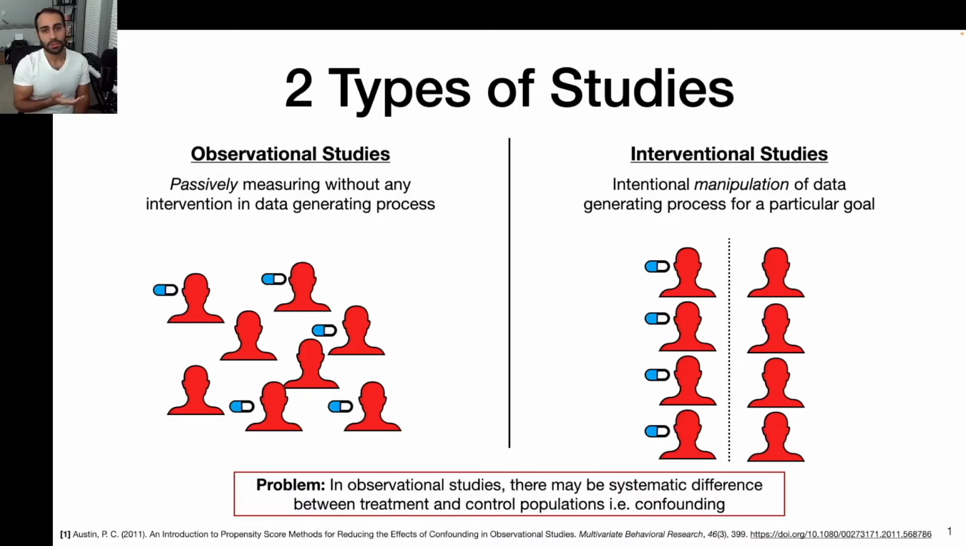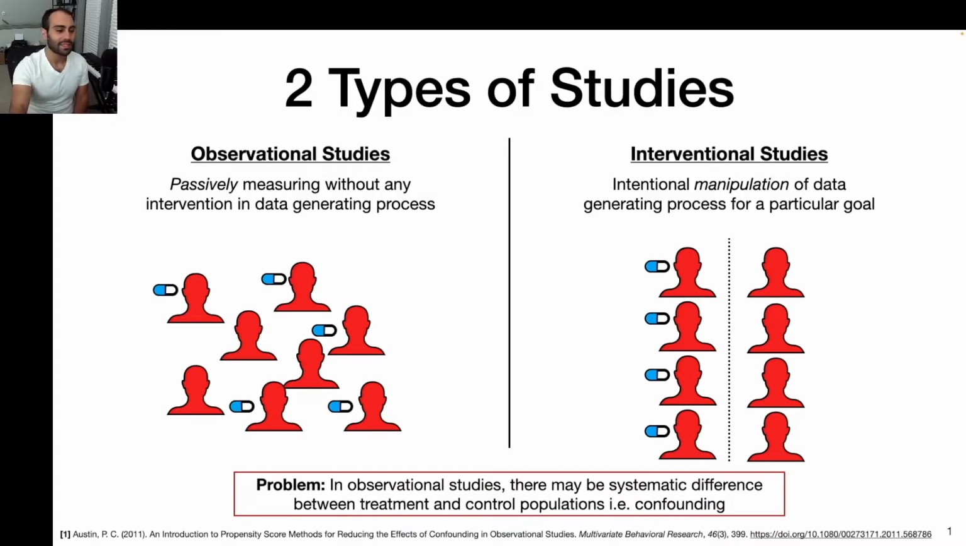Kids probably won't be taking pills because their parents won't let them. Adults might be more likely to take pills than kids because they don't need permission from anyone to take a Tylenol. And then that could also affect headache status. Kids might be less prone to get headaches than adults. And so this introduces a systematic difference that can bias our causal effect estimate.